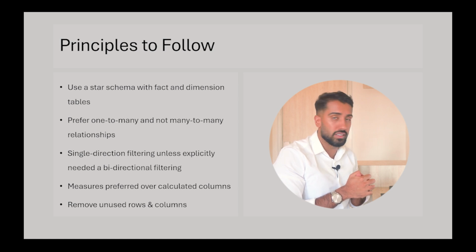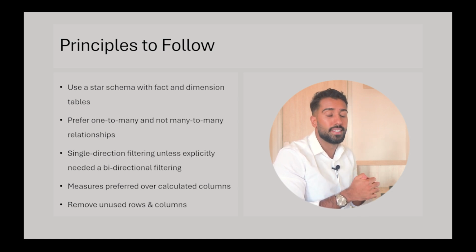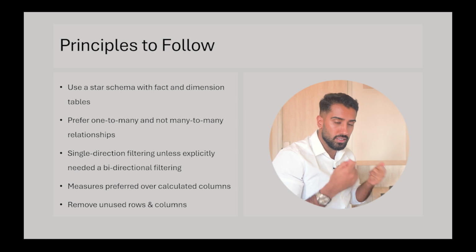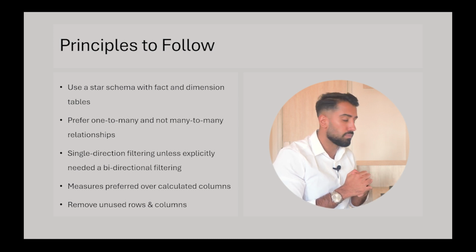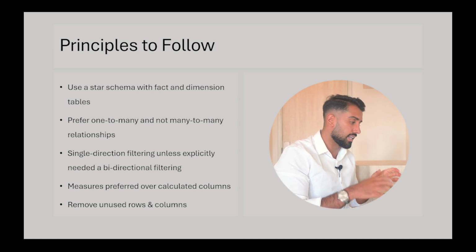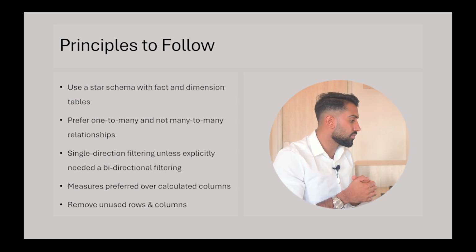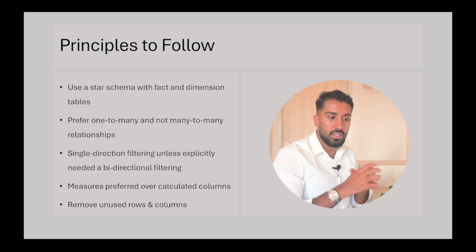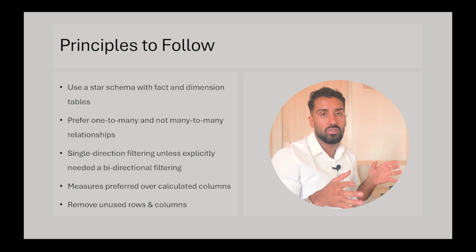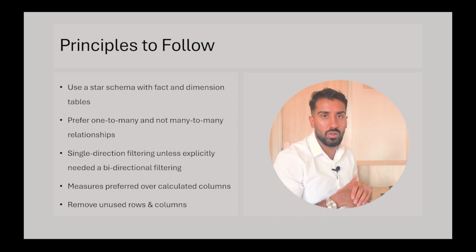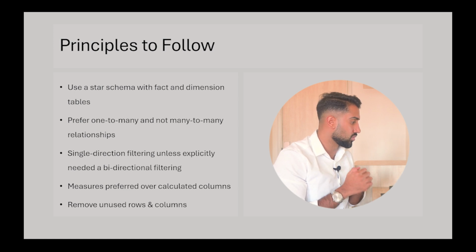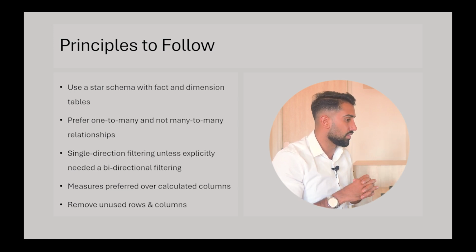Measures are preferred over calculated columns to reduce the memory footprint. They're done on the fly in Power BI. You get a lot of flexibility with DAX. You also have DAX in calculated columns, but measures are preferred over calculated columns. And then remove unused rows and columns. It's one of the best ways to get a faster data model: remove columns and data you don't need, because it's just less overhead for the model. One of the first things you should do is see, do I actually need these tables? Do I need these rows? Do I need these columns? So think about those principles and the other principles that I have listed out here.